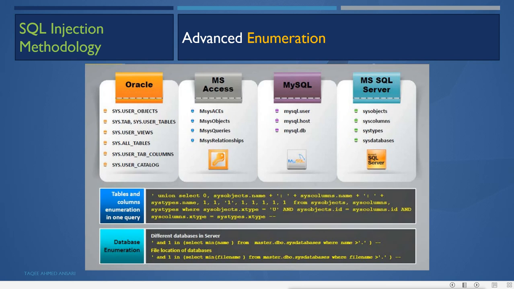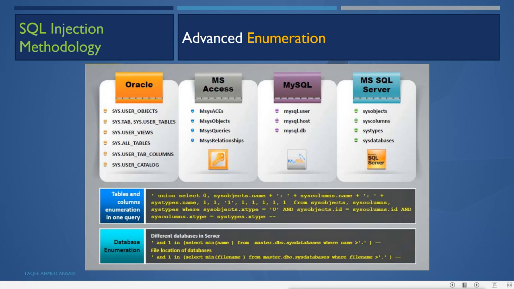For MS Access, which is Microsoft Access, we have MSysACEs, MSysObjects, MSysQueries, MSysRelationships. In MySQL we have mysql.user, mysql.host and mysql.db. For Microsoft SQL Server you have sysobjects, syscolumns, systypes and sysdatabases.